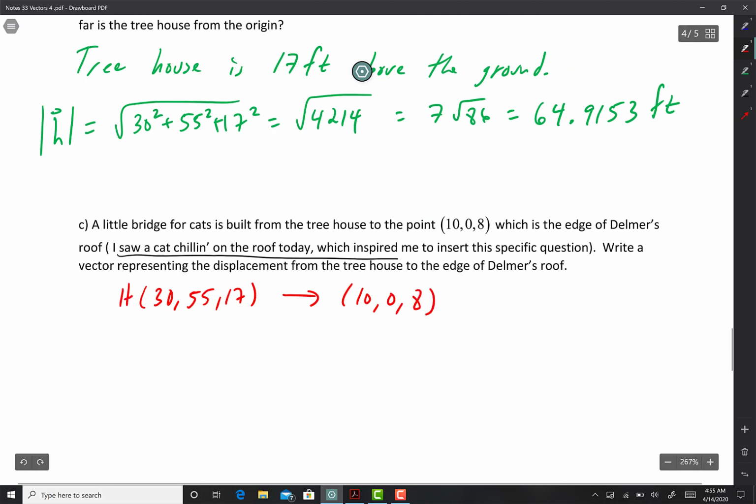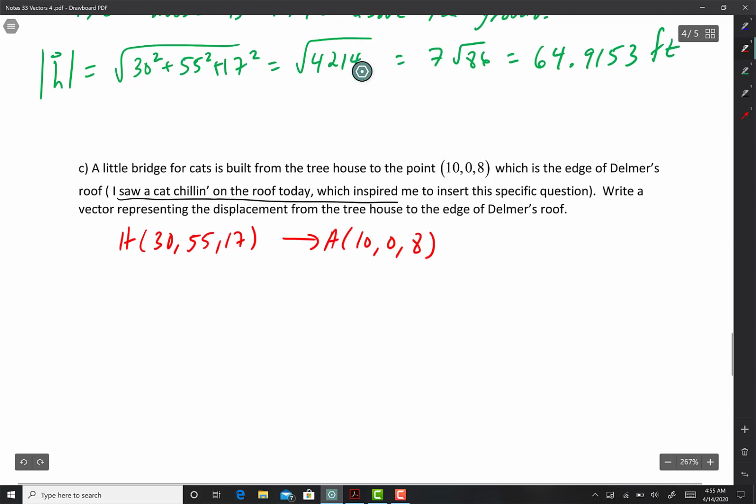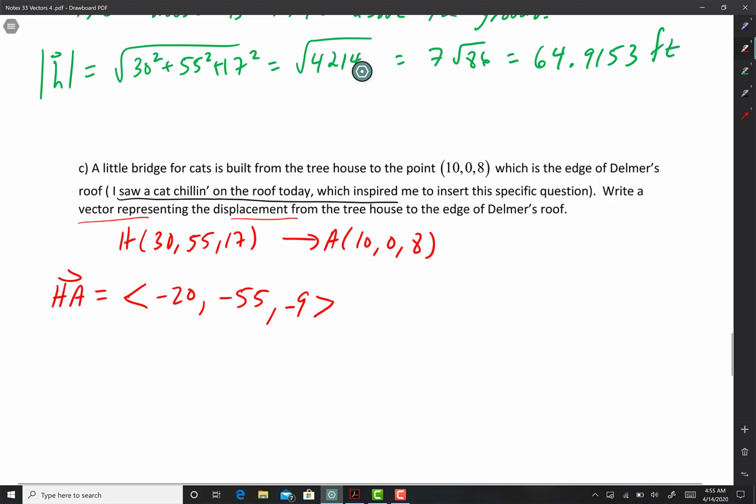I guess this is point H, and going down the alphabet, I'll call that A. So my vector HA, that's what they want. It says write a vector representing the displacement. So my vector HA: I was at 30, now I'm at 10, so that's negative 20. I was at 55, now I'm at 0, so that's negative 55. And I was at 17, and now I'm at 8, so that's negative 9. I don't want to mess up there. So there it is. That's your vector HA.